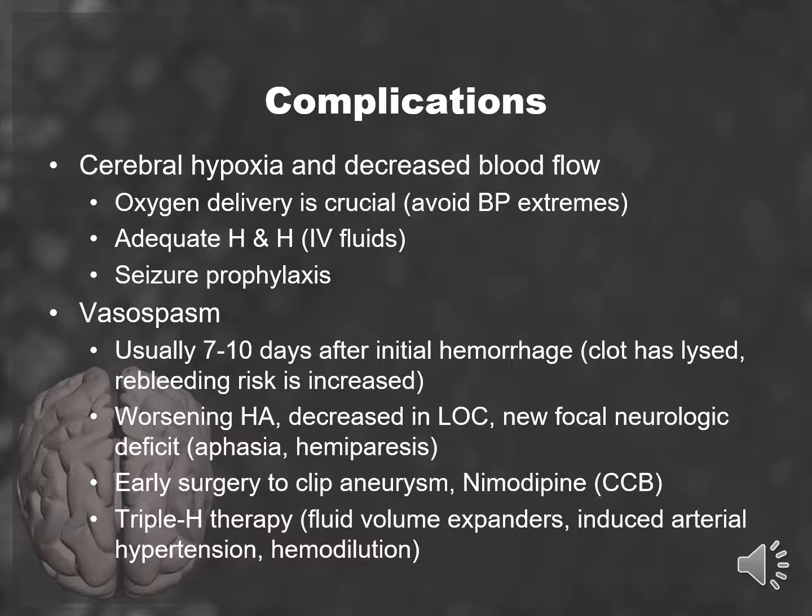But most research now is really showing that as long as the patient has normal volume and we're managing the same things that we were talking about with that cerebral hypoxia and adequate hemoglobin hematocrit, that usually is enough to help prevent those vasospasms in addition to using something like a calcium channel blocker.